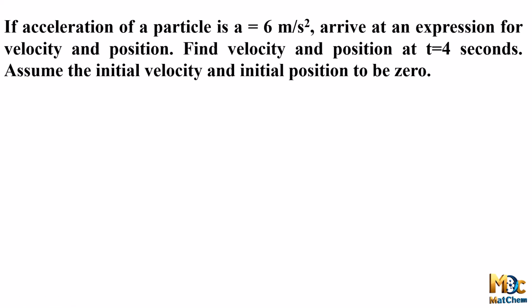In this particular video, we will be discussing a question from the chapter Motion in a Straight Line in class 11 physics textbook. The question is, if acceleration of a particle is 6 meter per second square, arrive at an expression for velocity and the position. Find the velocity and the position at t is equal to 4 seconds.